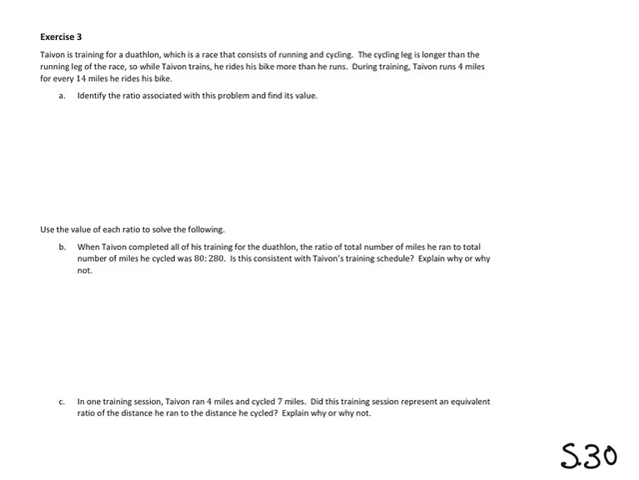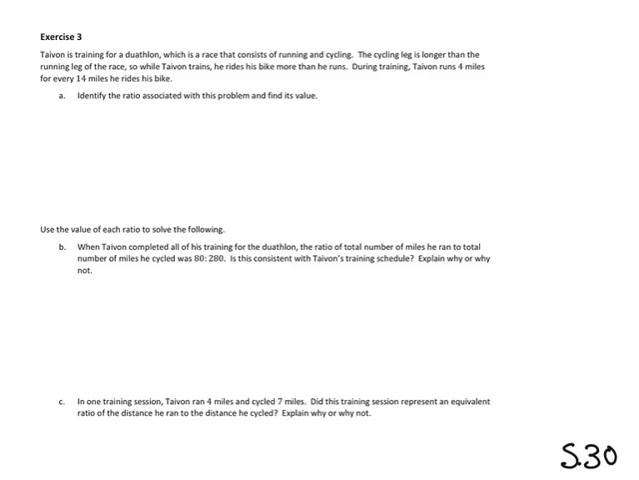Now we're going to skip exercise 2 as it's just extra information that will probably confuse you. And we're going to move to exercise 3. Tavon is training for a duathlon, which is a race that consists of running and cycling. The cycling leg is longer than the running leg of the race. So while Tavon trains, he rides his bike more than he runs.